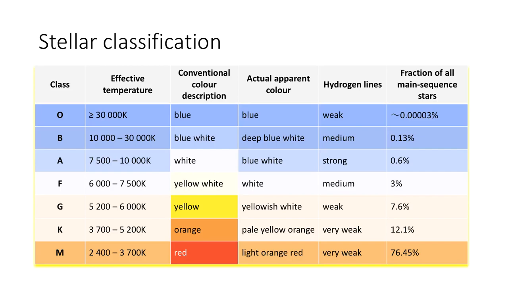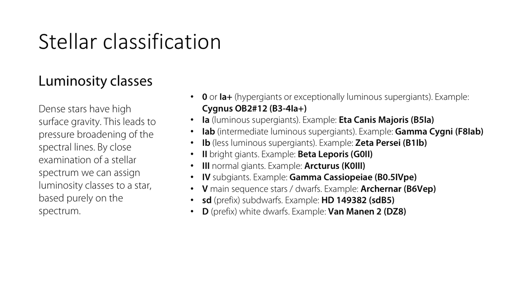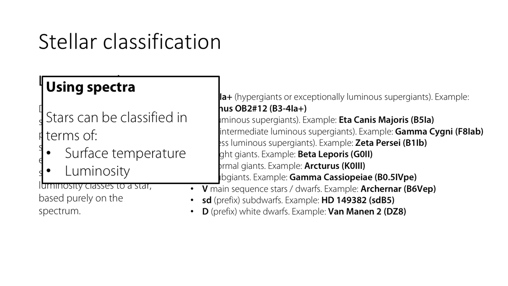We previously looked at stellar spectra, and the two most important, arguably, pieces of information we can get from the spectrum of the star are its class, O, B, A, F, G, K, M, which basically is its surface temperature, and there's a bunch of information that comes from that, and its luminosity class. Okay, so stars can be determined in terms of their surface temperature and luminosity.